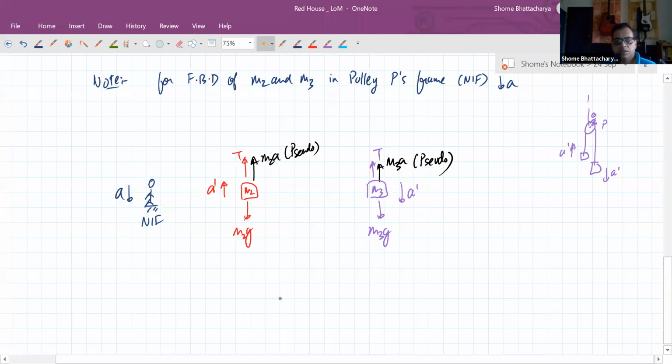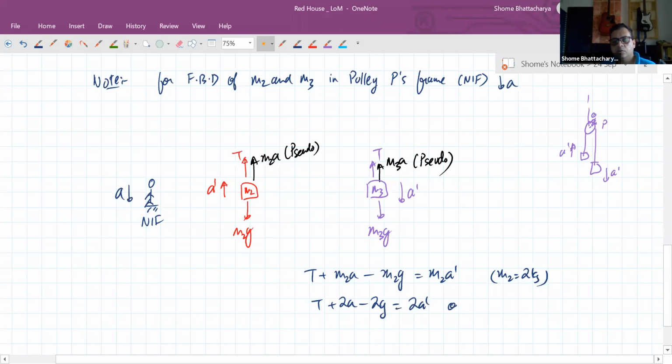Alright, so now let's write the equations for these two. For this one it will be T plus m2a minus m2g. That's the net upward force, so that is m2a prime. Substitute m2 as 2 kg, and you'll get the equation T plus 2a minus 2g is equal to 2a prime, which is the same thing as saying that T minus 2g is equal to 2 times a prime minus a. If you compare this with above, this is the same as equation number 2 we had got above.